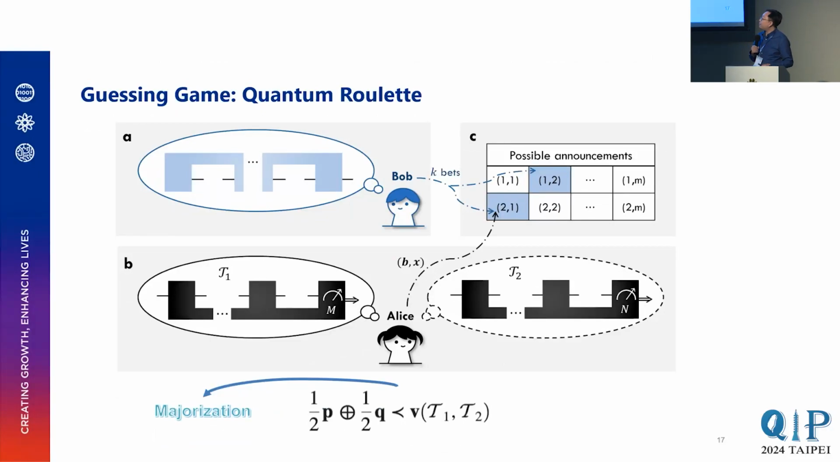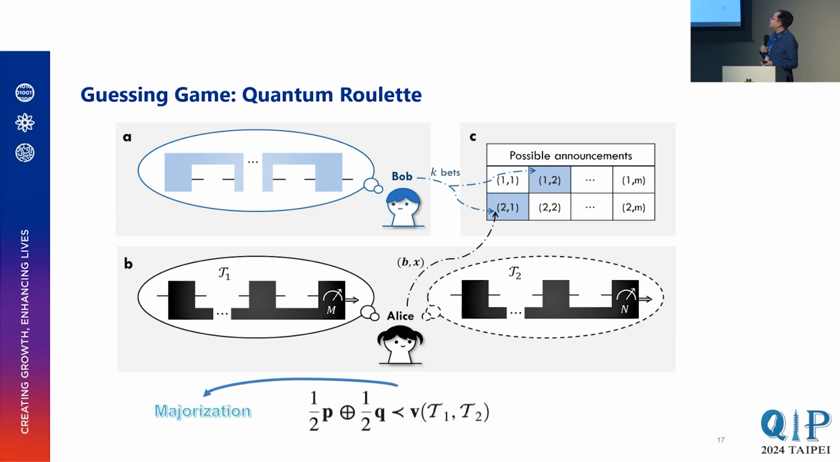We assume we have two agents, Alice and Bob. Here, Alice has two interactive measurements, T1 and T2. Bob can prepare arbitrary quantum dynamics and interact with Alice. Bob knows these interactive measurements T1 and T2. Right now, we assume Bob has K bets that he can put on the table.